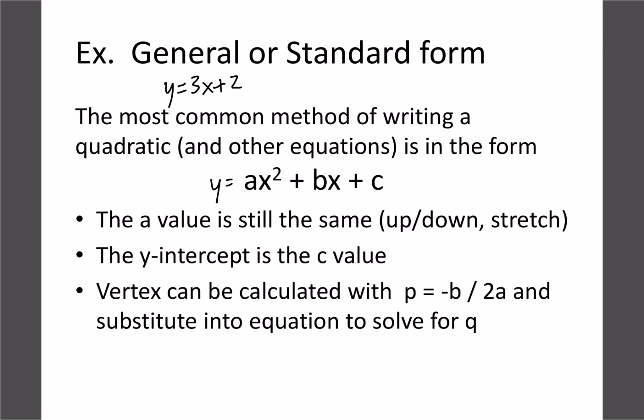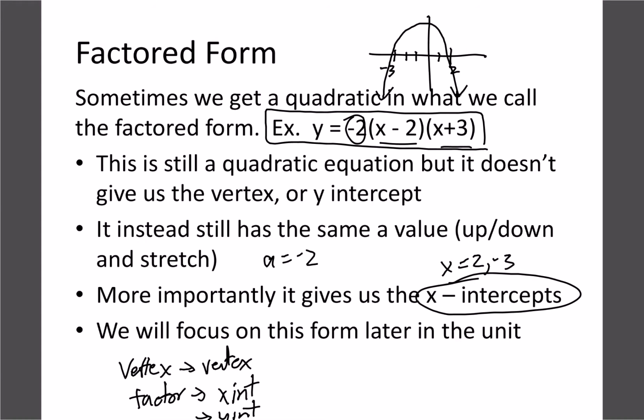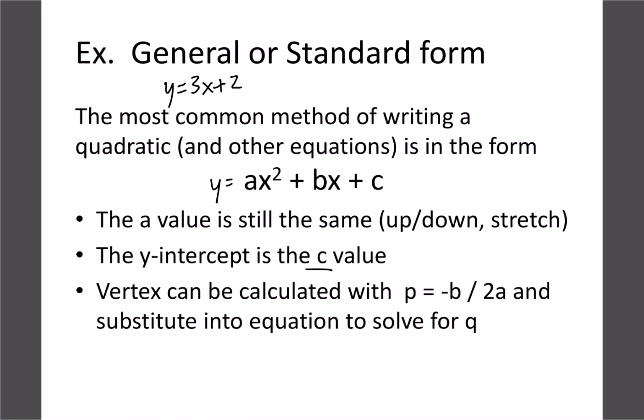So with this one, we still have the same a value again. So our a is still the same, but we don't know the x-intercepts. That's not given to us. But we do know the y-intercept in this case. We have c. So x-intercepts and vertex aren't obviously given to us, but we still have two other bits of information. So for every one of these equations, we kind of get one bit of information. So vertex form gives us the vertex, factored gives us x-intercepts, standard form gives us y-intercepts.